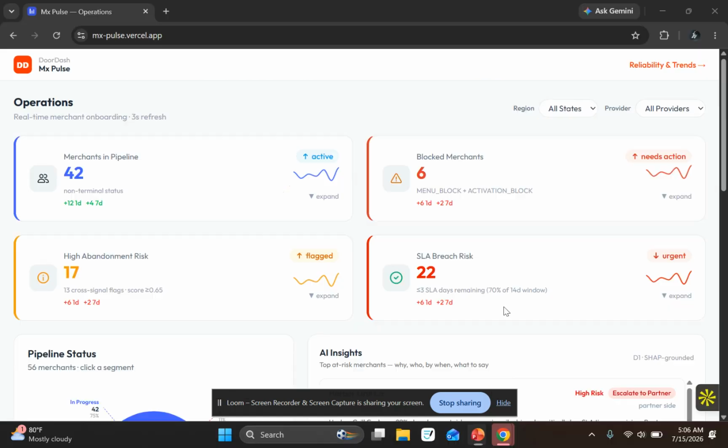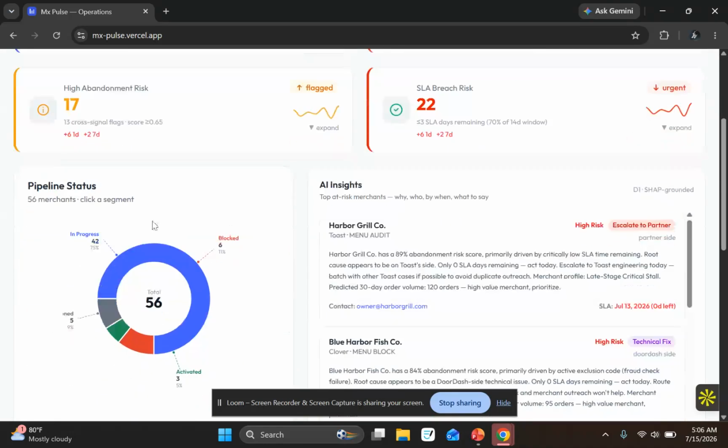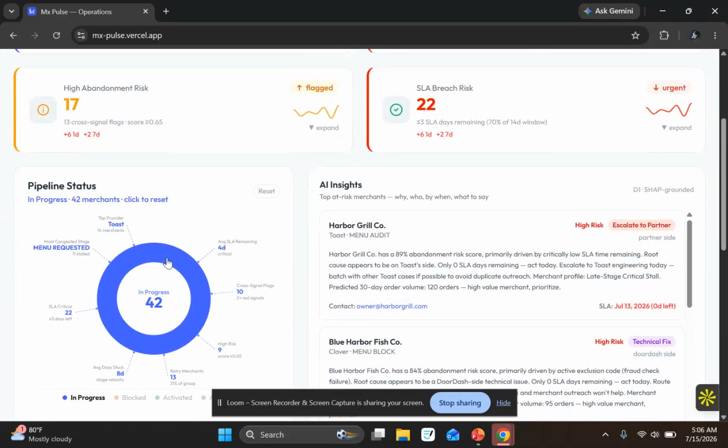Let me switch over to the dashboard. Again, I'll be focusing just on the important aspects to keep up with the flow of the video. Let me start with the operations page. This page is the operation team's daily command center. It shows which merchants are at risk, ranks them by intervention urgency, tells you who to call, what to say, and shows the live pipeline health across all the merchants in real time. So these are the KPI cards. This is the status pipeline donut.